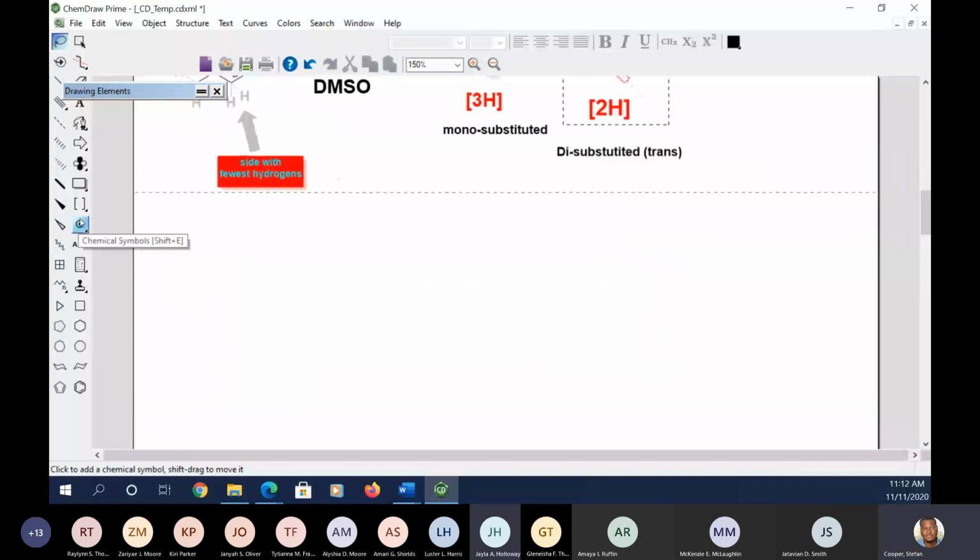Dr. Cooper, does that happen in E2? Oh, this happens both in E2 and E1. You have to make that selection. Okay. Good question. Happens in both.